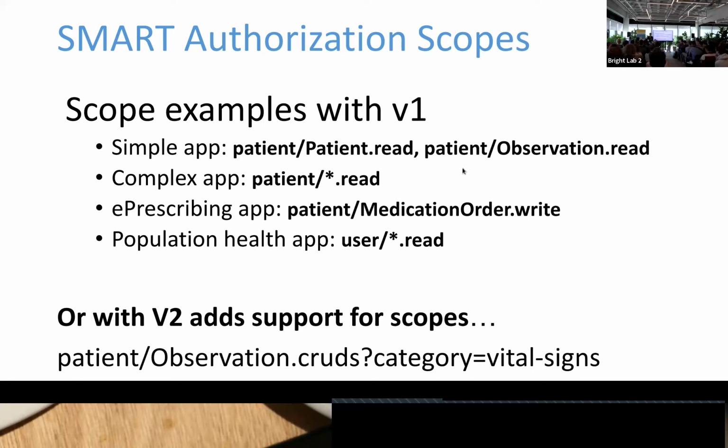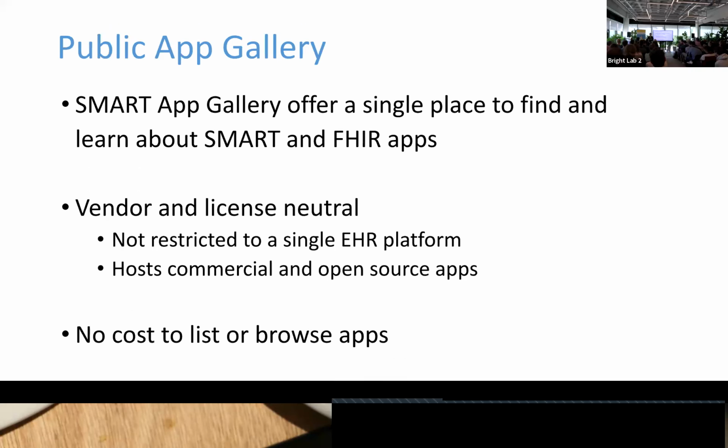So rather than just saying, I want to be able to read all observations associated with this patient, now we can say things like, I want to be able to read all observations where the category is vital signs. So we use the FHIR search parameter syntax to be able to narrow down the scopes of what's being requested. And the goal was to leverage existing semantics from FHIR to help apps be more specific and to request the narrowest data set that could work for them.